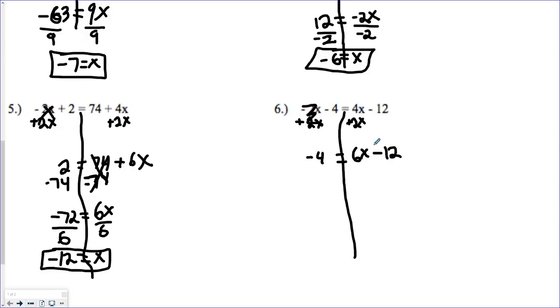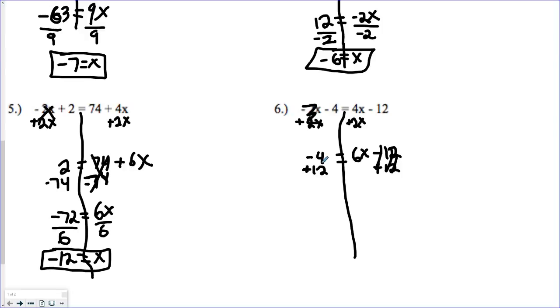Now, there is something in front of this 12. There's a minus sign. So I'm going to add 12, because I know it's negative because there's a minus sign in front of it. They have to tell you if it's negative. They don't have to tell you if it's positive. If it's positive, there just won't be a symbol sometimes. If it's negative, there will be.